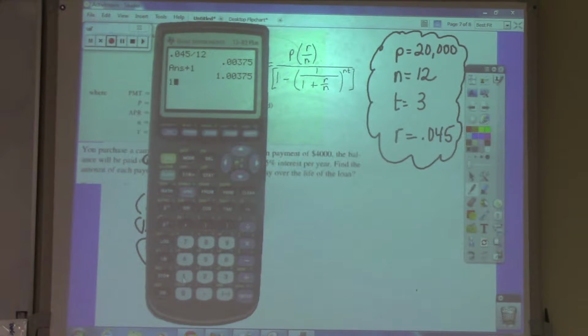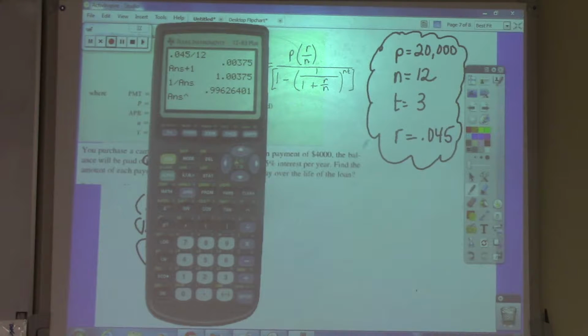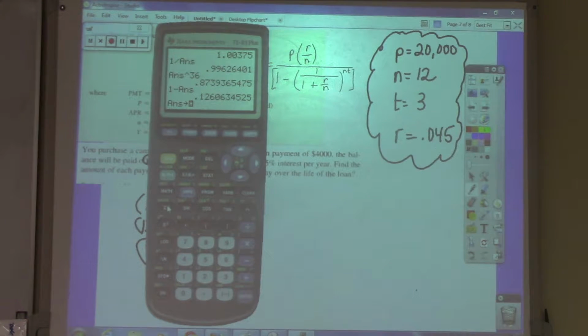Then I'm going to raise it to the NT power. So 1 divided by that number is that number, and I'm going to raise that to the NT, which would be 12 times 3, which is 36. And then I'm going to subtract that number from 1. And I get 0.12606, and I'm going to store it in the memory. Alpha D, and that's for denominator.